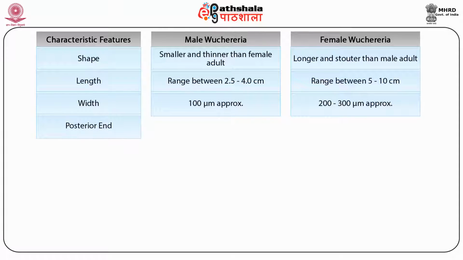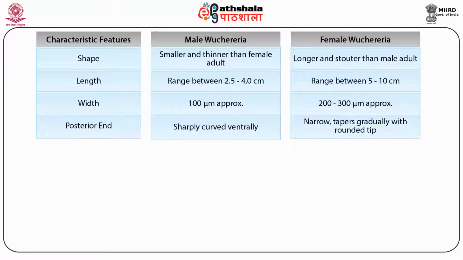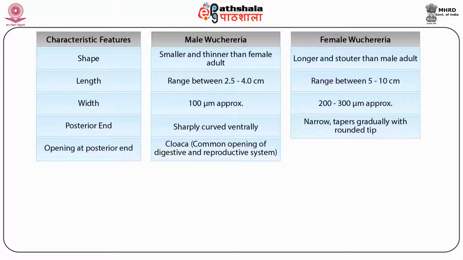The posterior end of male Wuchereria is sharply curved ventrally, whereas the posterior end of females is much narrower, which tapers gradually and has a rounded tip. Male Wuchereria has a single opening called the cloaca. The cloaca is a common opening of the digestive and reproductive systems, whereas females have two openings instead of one.